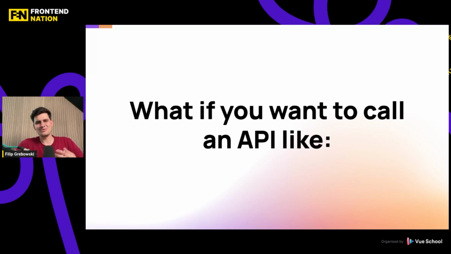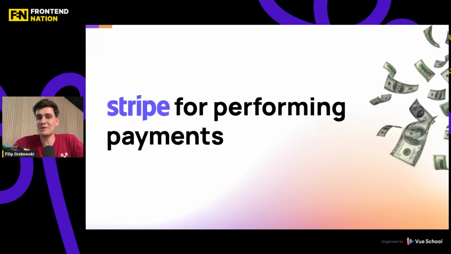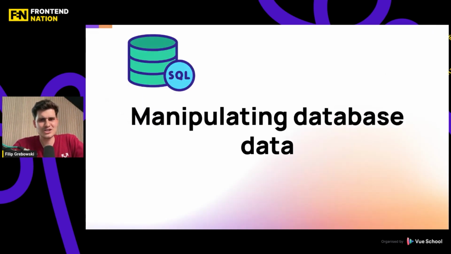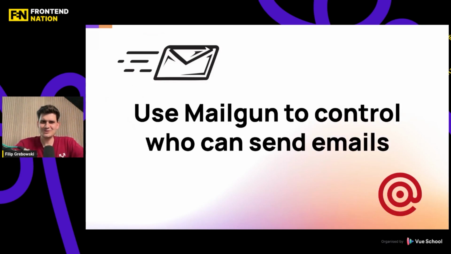Well, what if you want to see a specific scenario? What if we want to create an API call, like Stripe for performing payments? We have a user, and in the front end, we can take a payment without talking to the back end. What if we want to pull some data from the database directly from the front end? You're listening to this, and you're probably like, what is this guy talking about? What about if we want to send emails and control who can send emails directly from the front end?